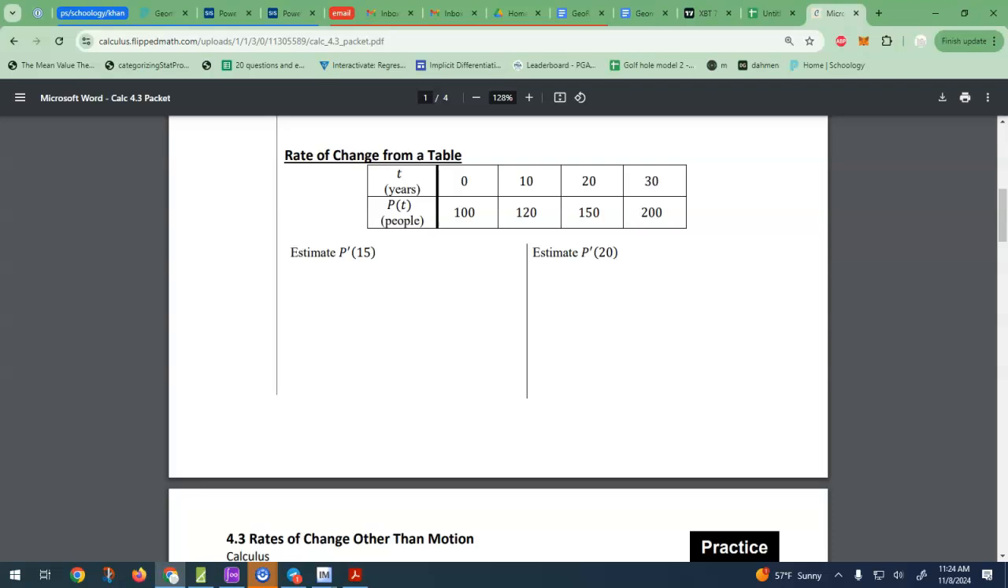Okay, p prime of 20. You have 3 choices. You can find the slope between those two. There are 3 legitimate answers. You can do those two, or you can do those two. I'm not going to do all of them. I'm not going to show you how to find 3 slopes.